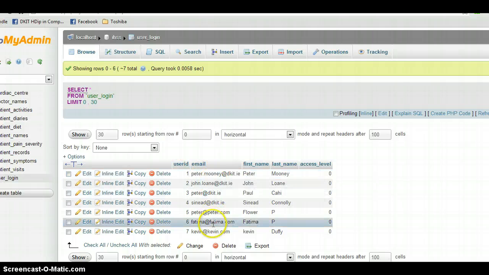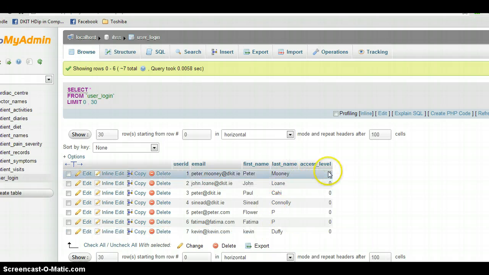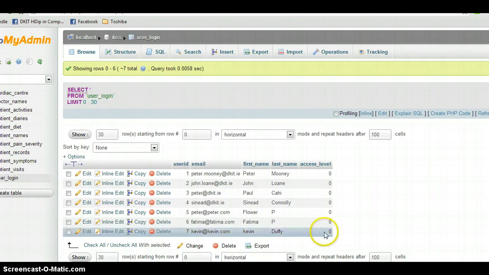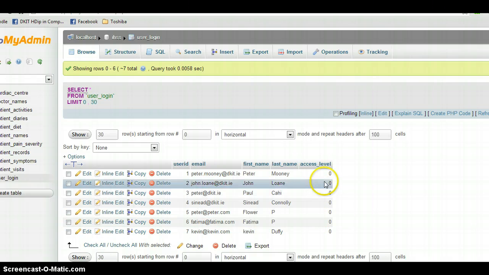Each patient would have to have login details, have to register with the system and log in. And this is what they would be given. You'll be given a user ID 1, 2, 3, 4, 5. And they would have to be asked to enter the email address, then put in the first name or the last name. And depending on what it would be, the patient, doctor or the technician, be given an access level. Now obviously the doctor would be given a greater access level than the technicians or the patients.